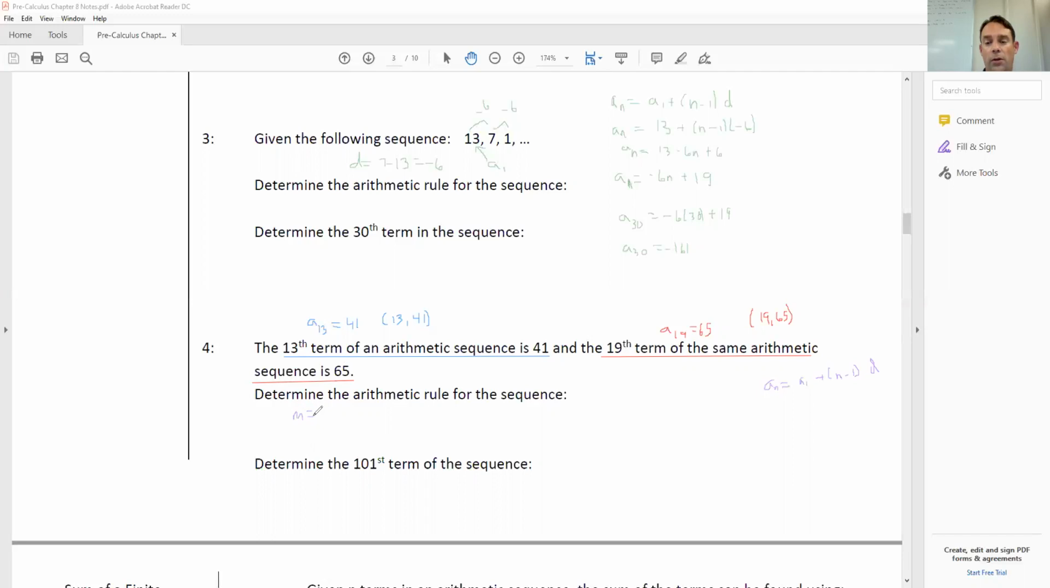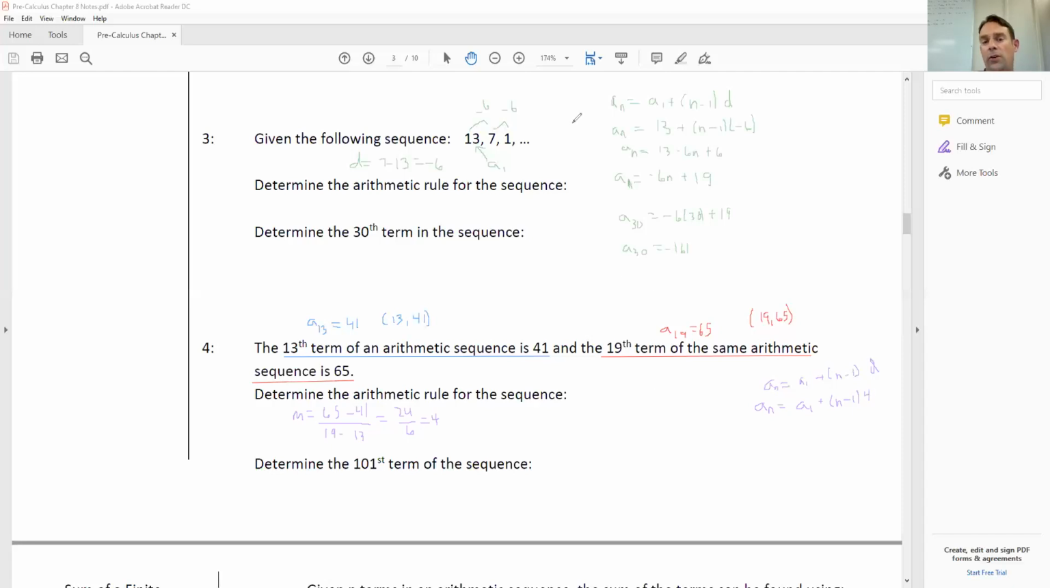So y2 minus y1 over x2 minus x1. Subtract the y's over subtract the x's, we get 24 over 6. That means every time I'm going up, I'm jumping up by 4. That's my common difference. So that means a sub n equals a sub 1 plus n minus 1 times 4.